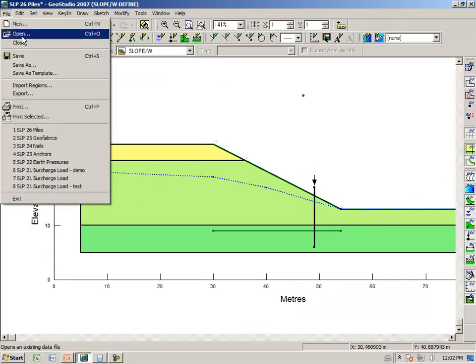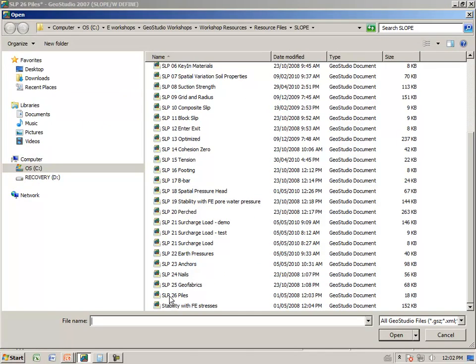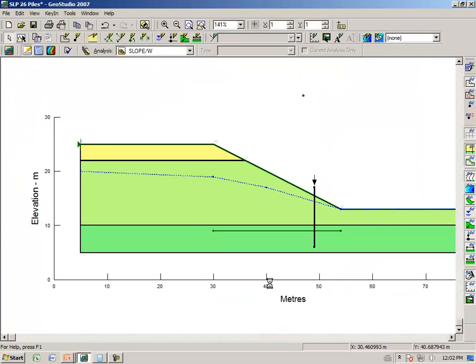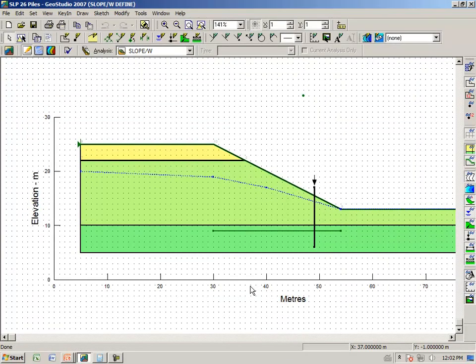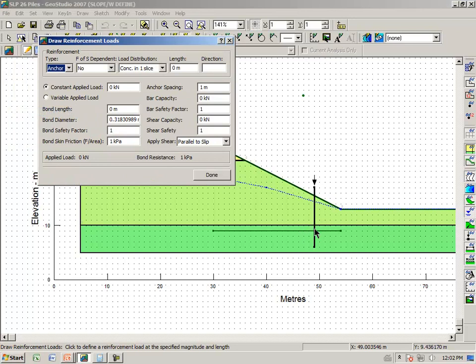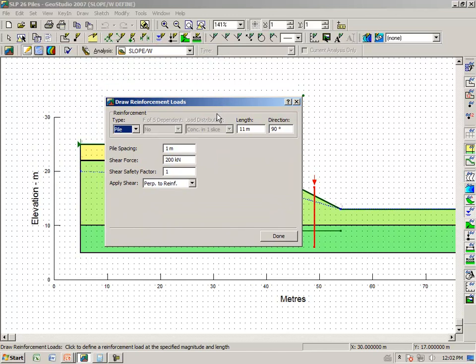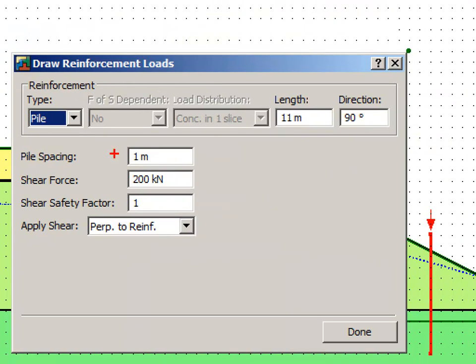File, open. It is SLP 26. If we say Draw, Reinforcement Loads, and click on this pile, you can see that once again there is a spacing of the piles, and then you as the user have to specify this shear force, and you can have a factor of safety on this shear force.